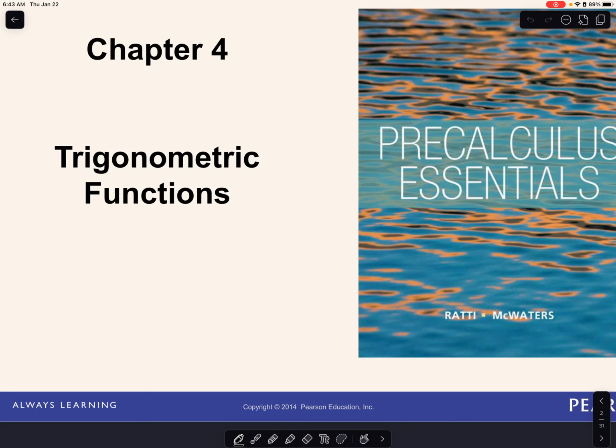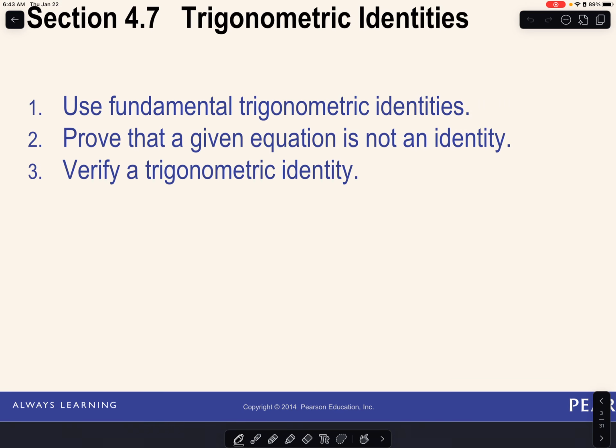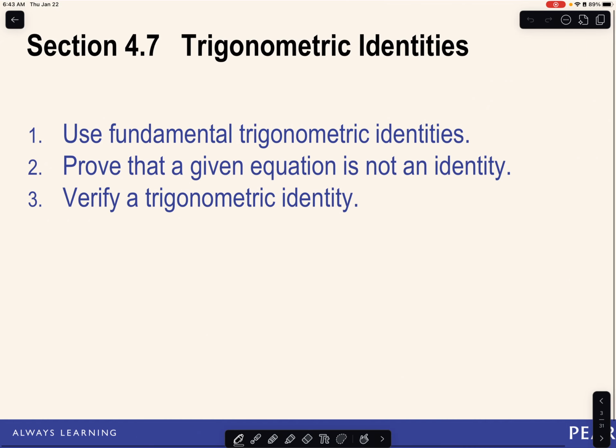We're continuing chapter 4 on trigonometric functions with section 4.7, Trigonometric Identities. A few objectives: 1, use fundamental trigonometric identities. 2, prove that a given equation is not an identity. 3, verify a trigonometric identity.